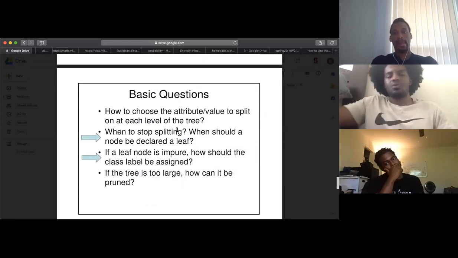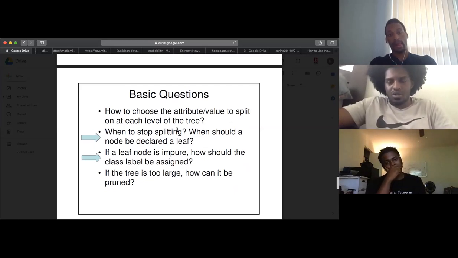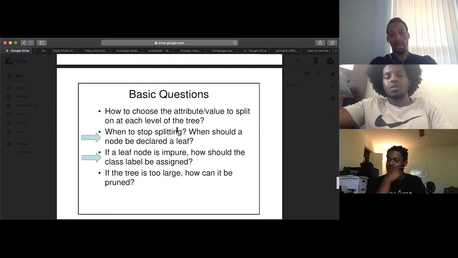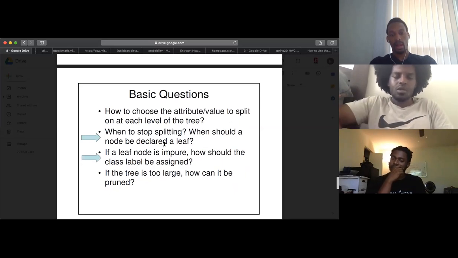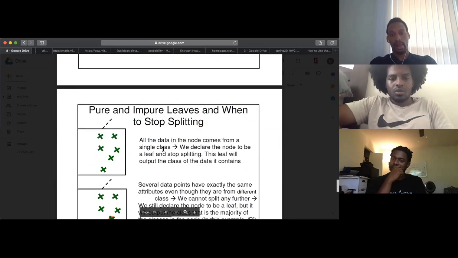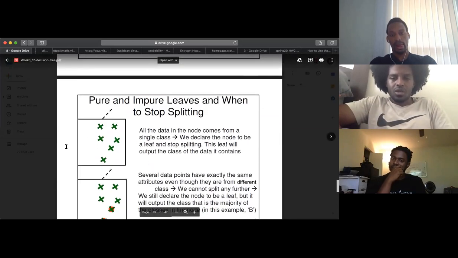So now you're looking at these questions again. We've answered the question of how you actually decide which attributes to split your value on at each level. Now we ask the question of when do you stop splitting, and when should a node be declared a leaf? And if a leaf node is impure, how should the class label be assigned?